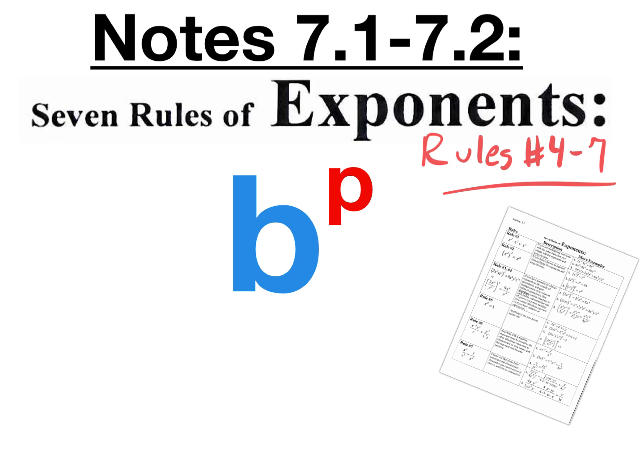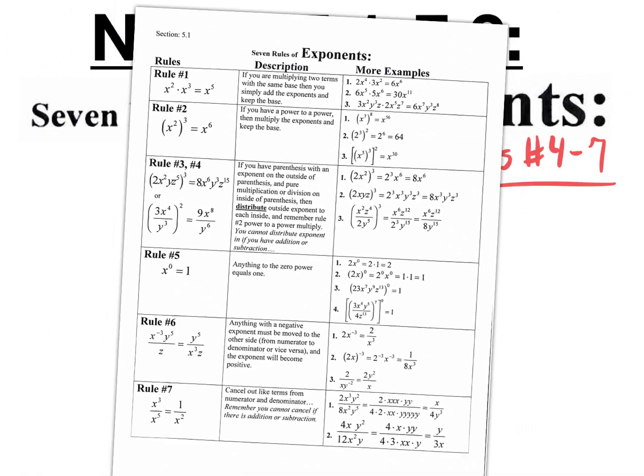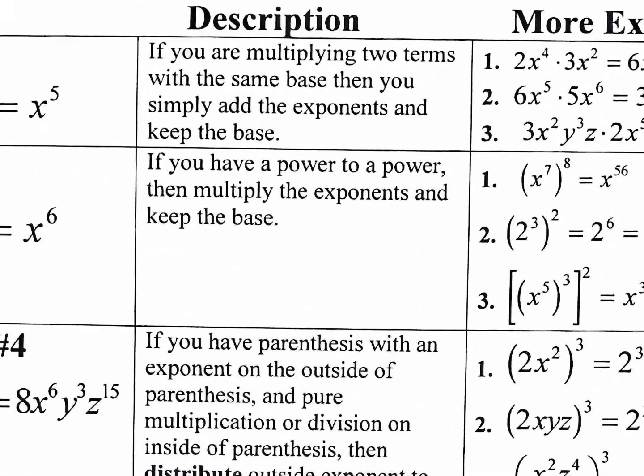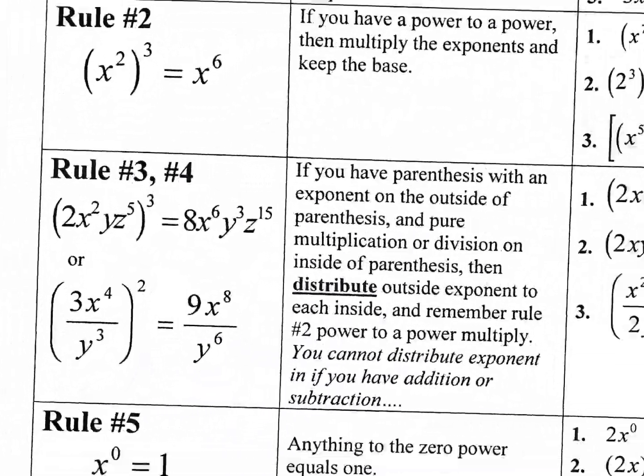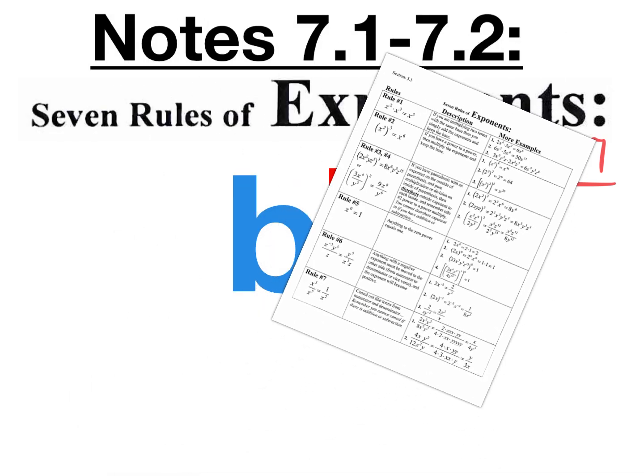Today we're going to cover the rest of the rules of exponents. Last week we covered rules 1, 2, and 3. Today we're covering rules 4, 5, 6, and 7. And later on I'll be giving you this piece of paper right here that has all the rules explained in words and in example, and even with more examples. Anyway, let's move on to rule 4.